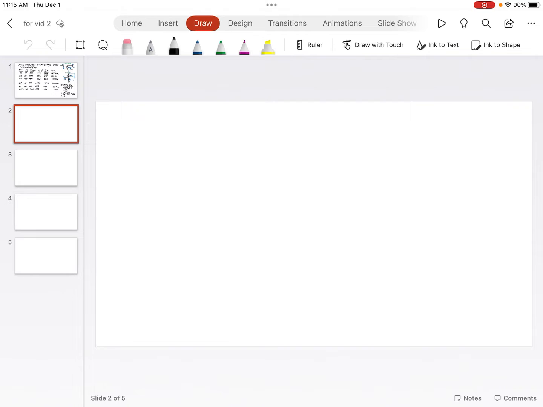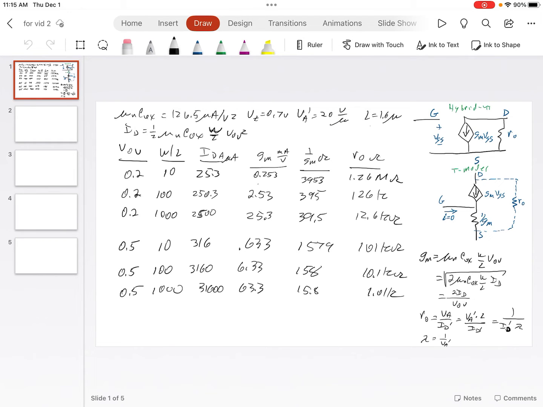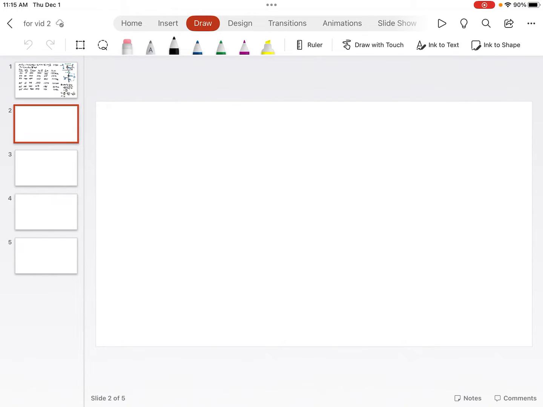Well, using those hybrid pi models, I went over how to use it and the equations we use. So if we had this amplifier, an NMOS transistor, where we have an input signal generator on the gate, and we've got an output on the drain.